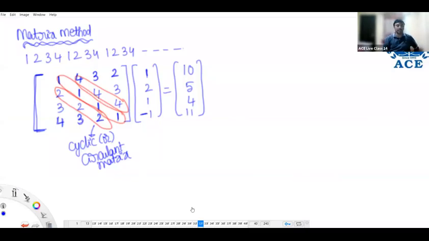Try to arrange the cyclic matrix. Here I arranged column wise 1, 2, 3, 4. Start with 4, see here. After 4, the sequence is 1, 2, 3. Start with 3. After 3, because of the periodicity, 4, 1, 2. Then 2, 3, 4, 1. I arranged it column wise. Multiply by the system samples. The answer is the same.